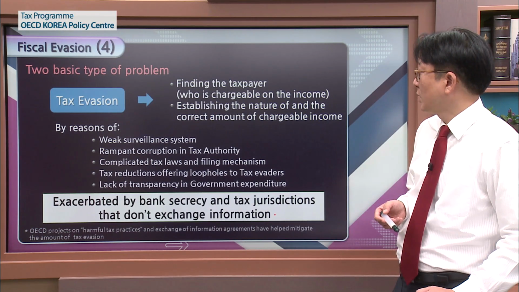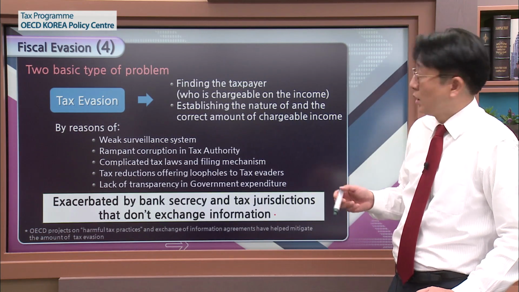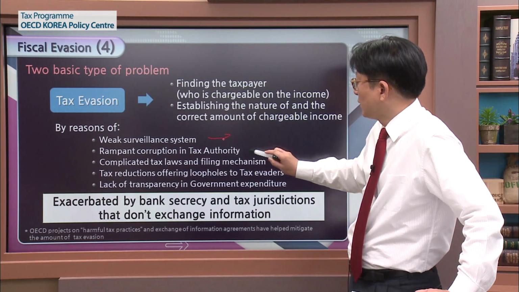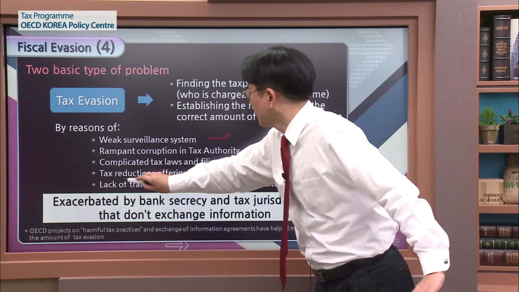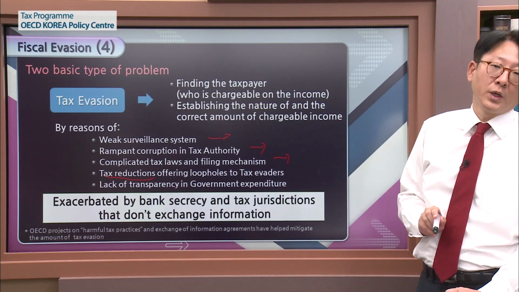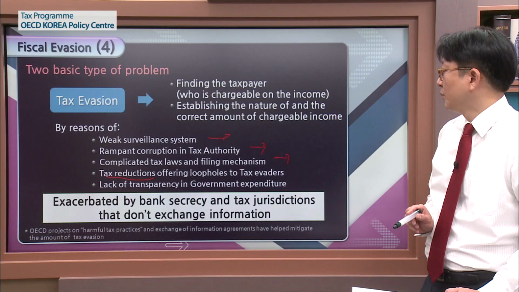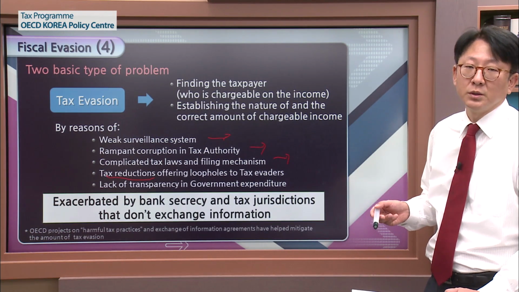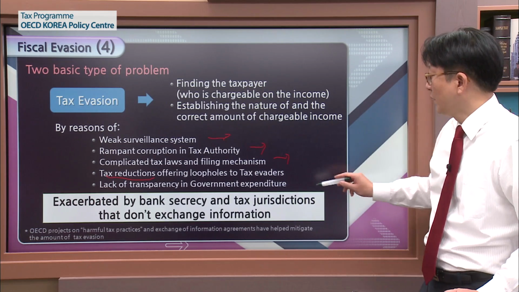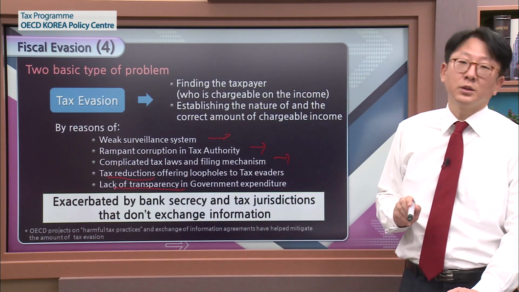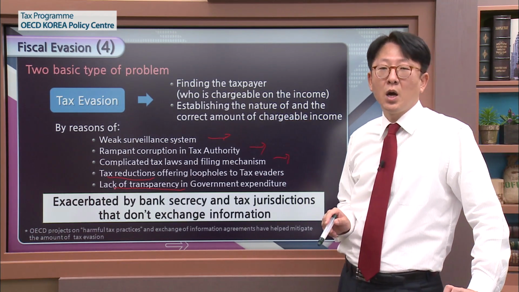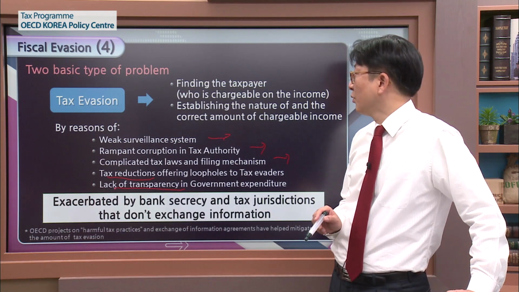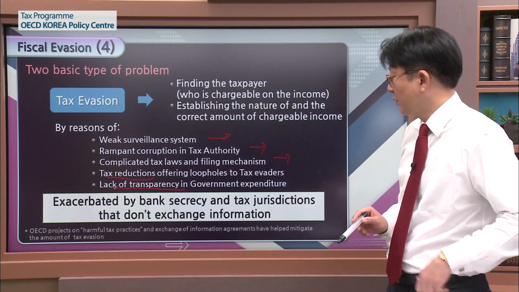So tax evasion occurs by the weak surveillance system, rampant corruption, complicated tax law, and tax reduction offering made by certain persons to the taxpayers, and by the lack of transparency in government expenditure. So this is all the reason behind the fiscal evasion or tax evasion.